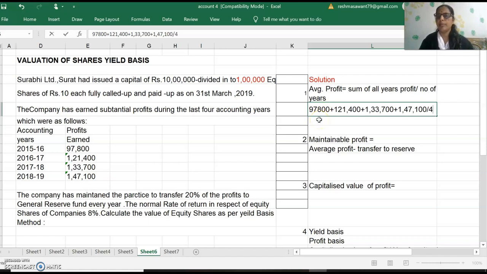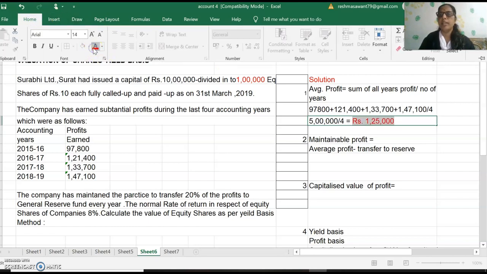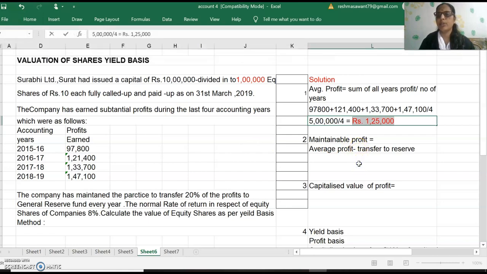So your answer will be: the total of all years' profit, that is 5 lakh, divided by number of years, 4 years. Average profit is equal to rupees 1,25,000. 1,25,000 is our average profit. So this is your answer for step number 1, calculation number 1, rupees 1,25,000 average profit. Then we go to the next step, step number 2, maintainable profit.